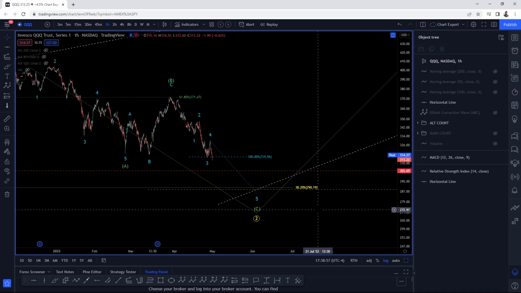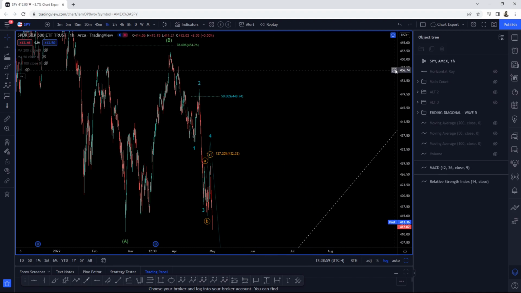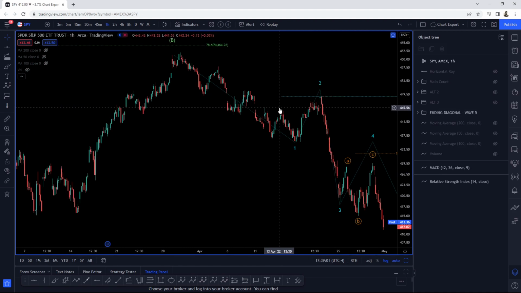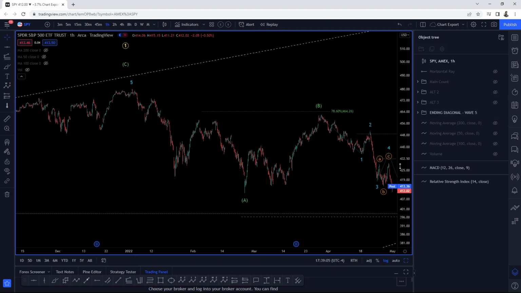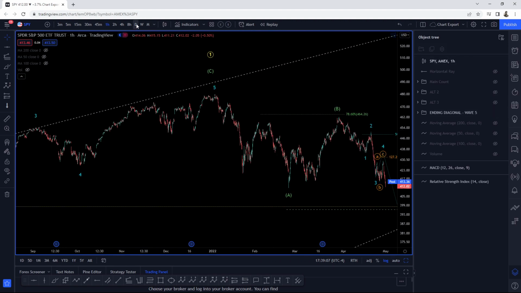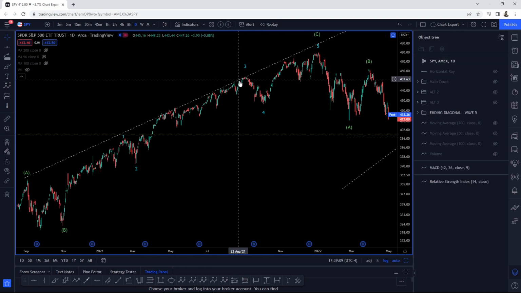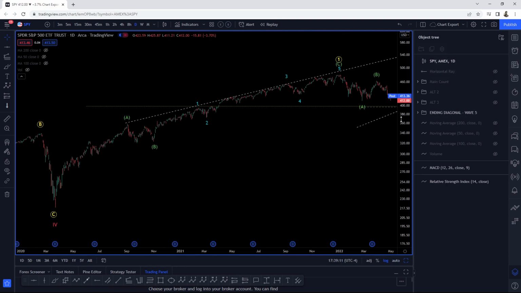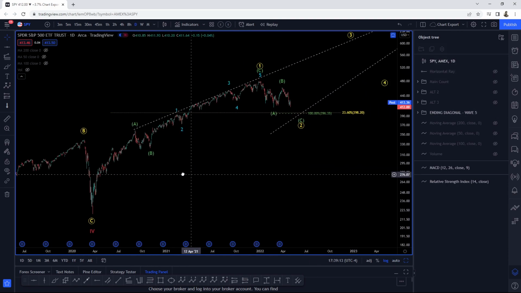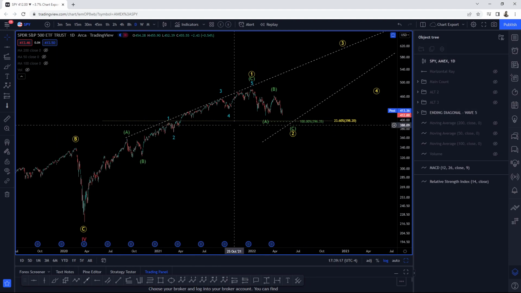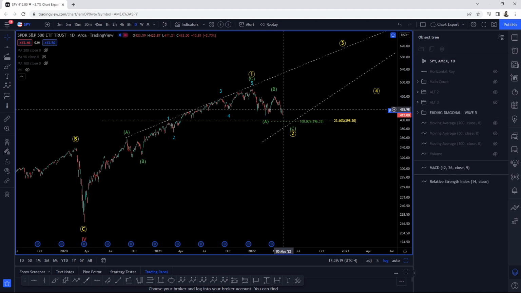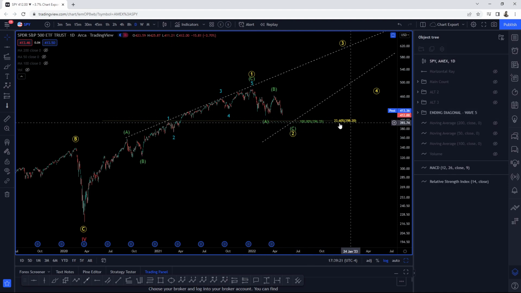Now let me take you guys over to the SPY. In the SPY, we could review our main count, but it's the same thing as in the Qs, right? It's also tracking the same version of the count, in diagonal into the final fifth wave. So A, B, 1, 2, 3, 4, 5 of C of wave 1, A, B, C into the 2, right? Support comes in at the 23.